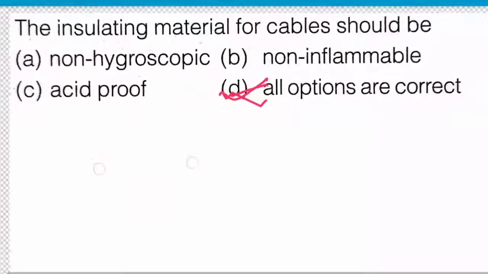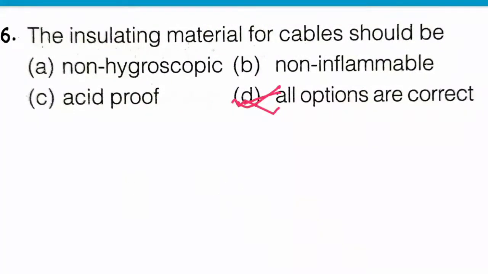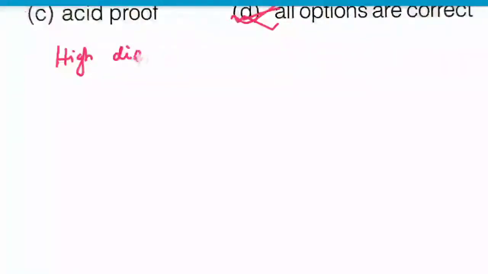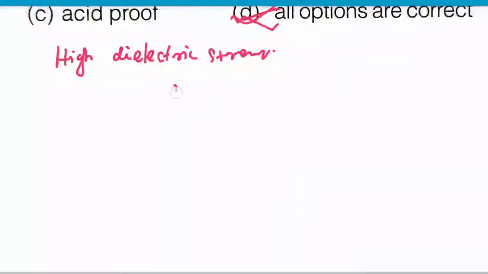So for the insulating material, what properties should it have? The first one is high dielectric strength. Second is high mechanical strength.